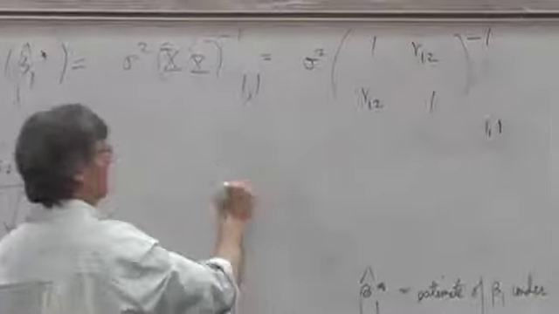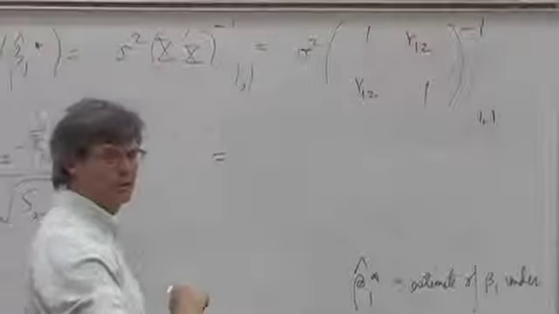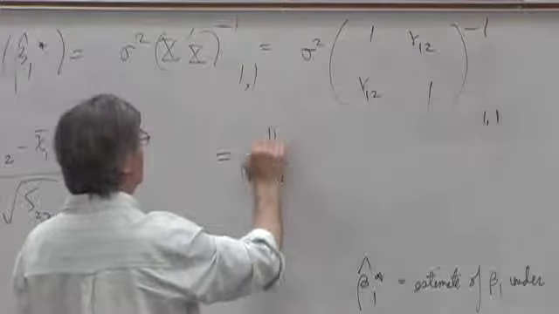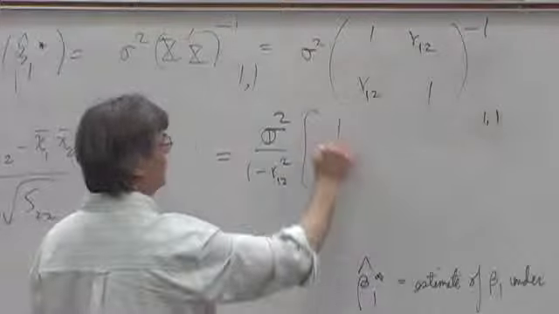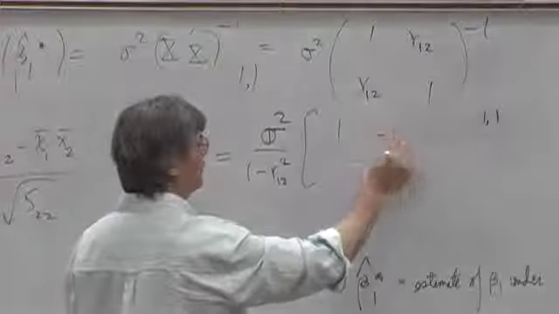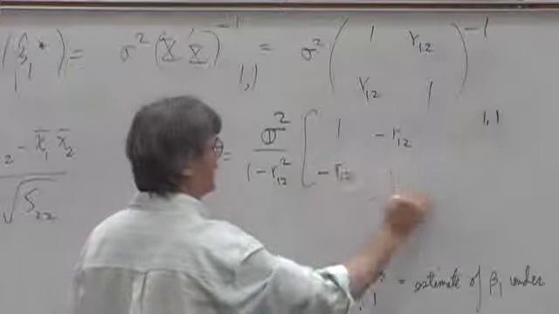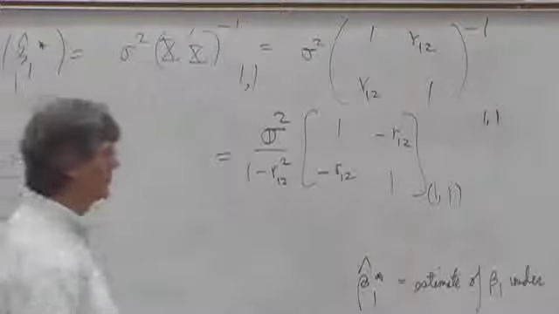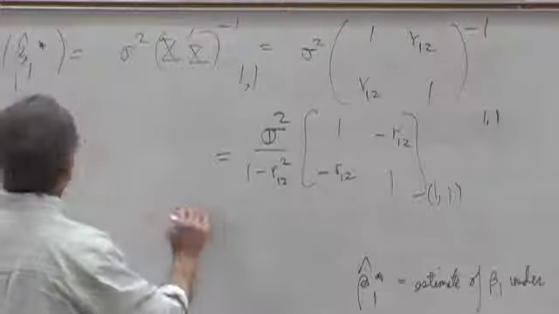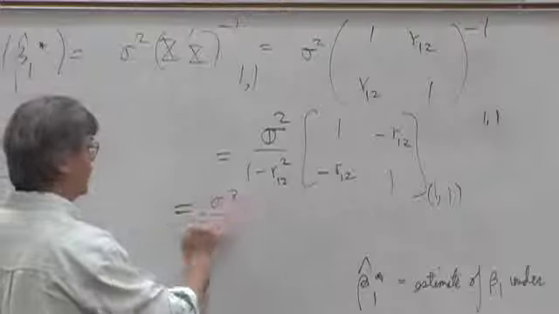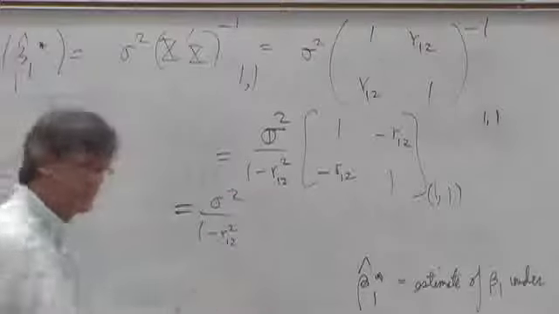So what is the inverse of that matrix? That's quite simple. 1 over 1 minus R1,2 squared. And then you reverse the diagonal elements, but they're the same as 1, and then you put minus signs on the off diagonal. And I take the 1,1 entry of that. Of course, the 1,1 or 2,2 entries are the same. So the variance of beta 1 hat star is therefore sigma squared over 1 minus R1,2 squared.